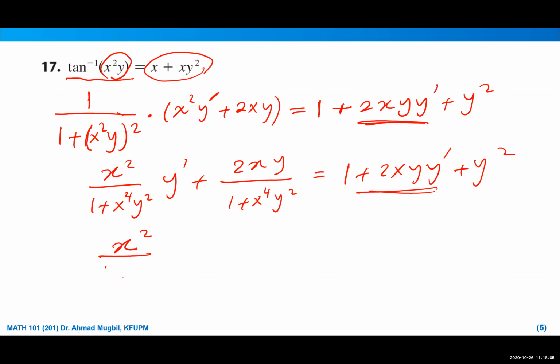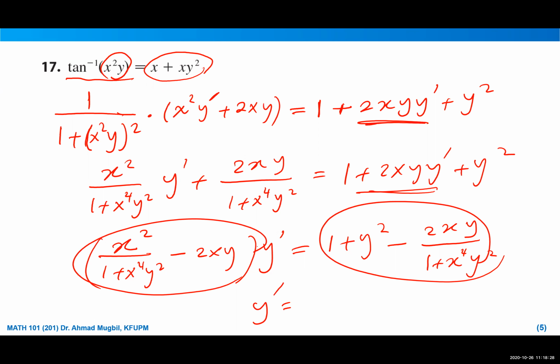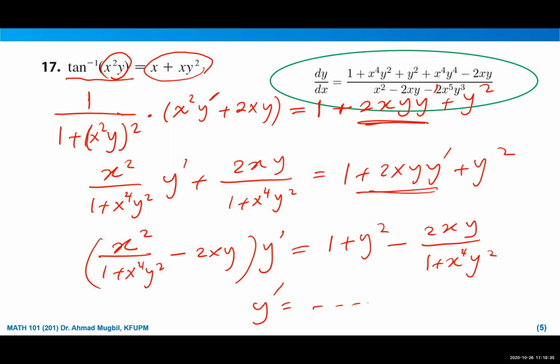X squared over 1 plus x to the power 4 y squared minus, bring this one to here, it will be minus 2xy, and take y prime as a common factor. Here you will have 1 plus y squared minus this term, bring it to here. Now you need to make them a single fraction to make the process easier. Y prime will be this divided by this. Make a single fraction in the denominator, simplify, and you will end up with this answer. This will be the final answer.